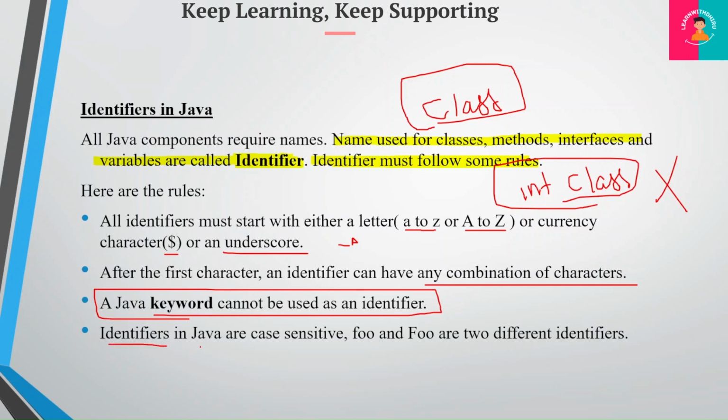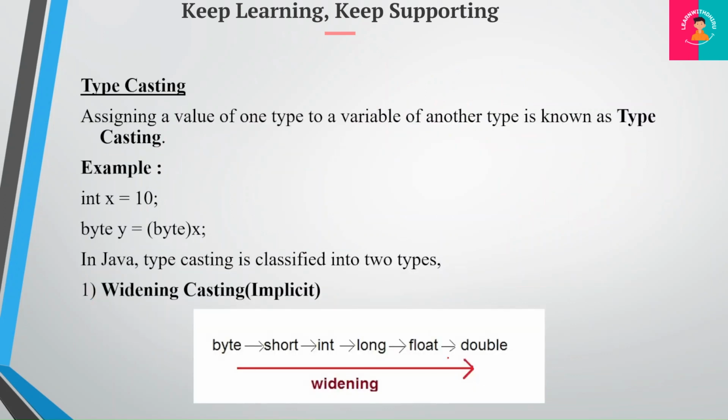Then identifiers in Java are case sensitive. Lowercase foo is different from uppercase. For example, I am creating a class A and there are variables, one named a and another named A. In this one I am storing 10 and in this one I am storing 20. If you access this, you will get 20. So it is all case sensitive. The uppercase, lowercase, everything matters here.